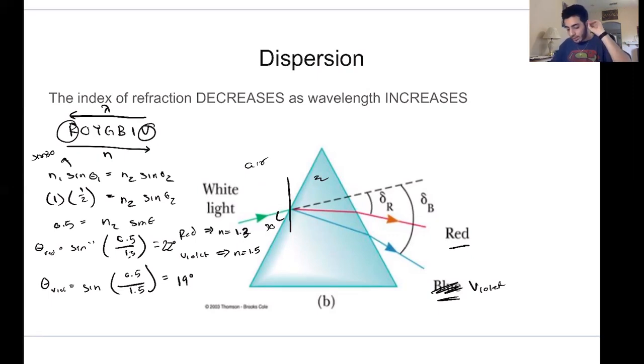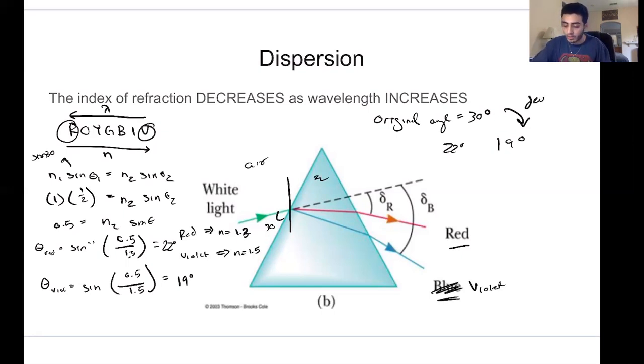But the thing to keep in mind is that we're trying to understand how it moves away from the angle of incidence. So this angle was 30 degrees. Original angle is 30. Now this new angle, we have 22 and 19. This one deviates more from this original angle. So we know that violet light will deviate more than red light.